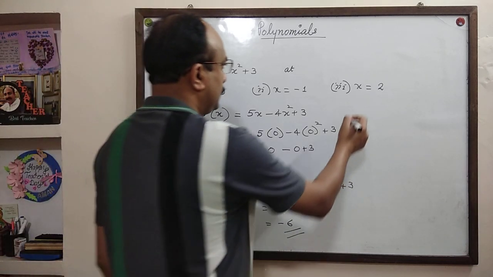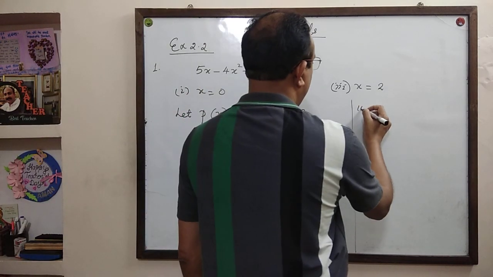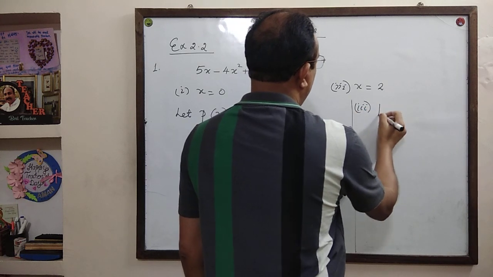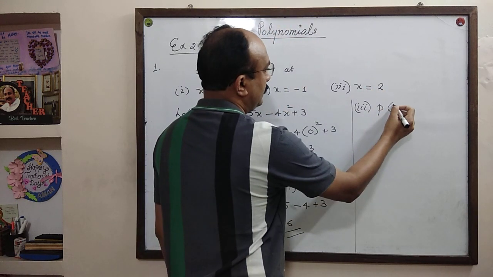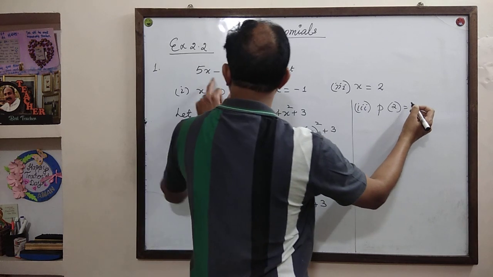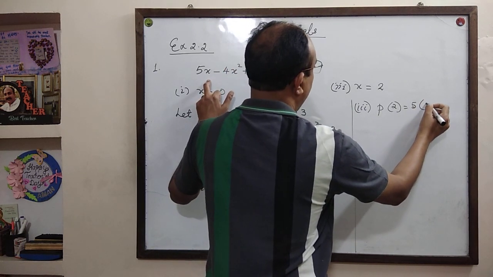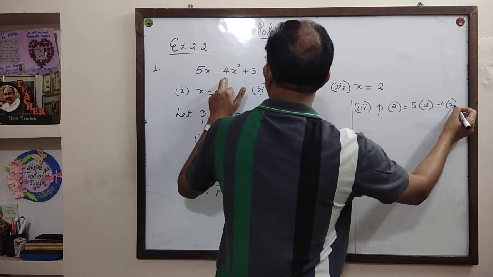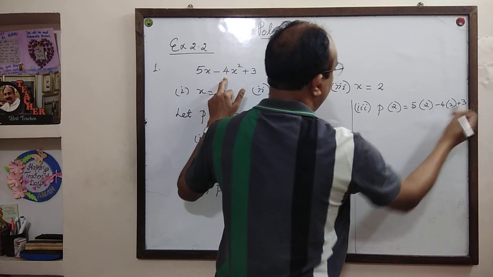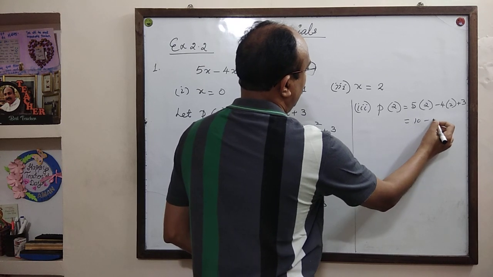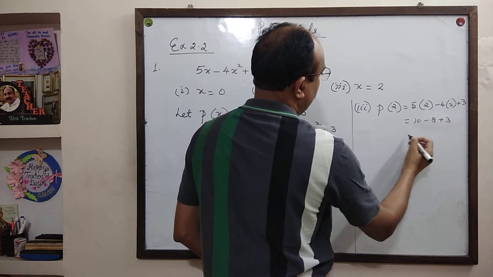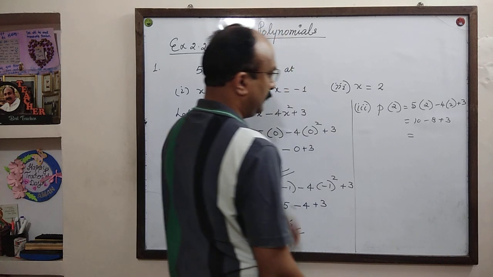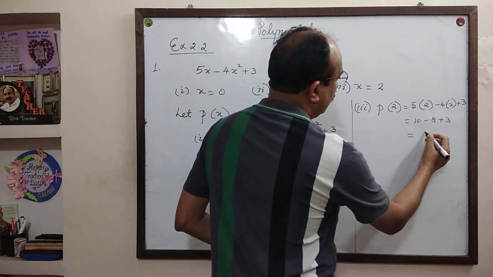And the third one is p of 2. x is equal to 2 means p of 2. p of 2 means 5 into 2 minus 4 into 2 plus 3. 10 minus 8 plus 3 is equal to 5.